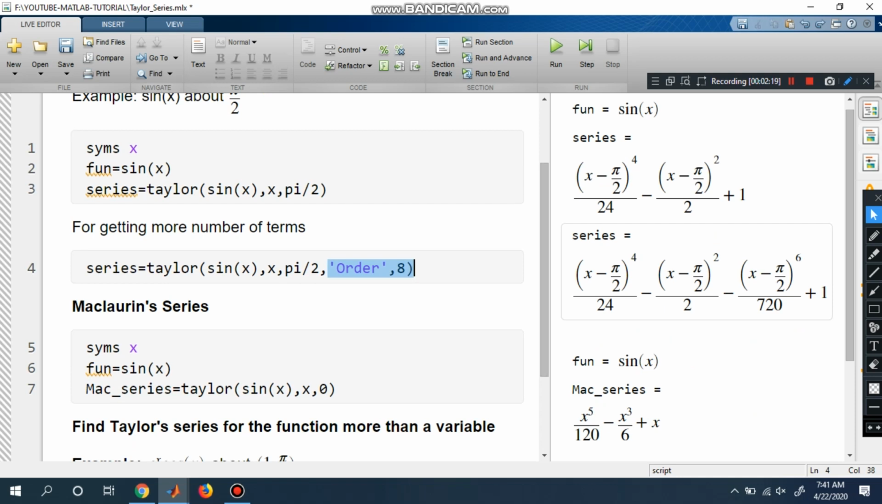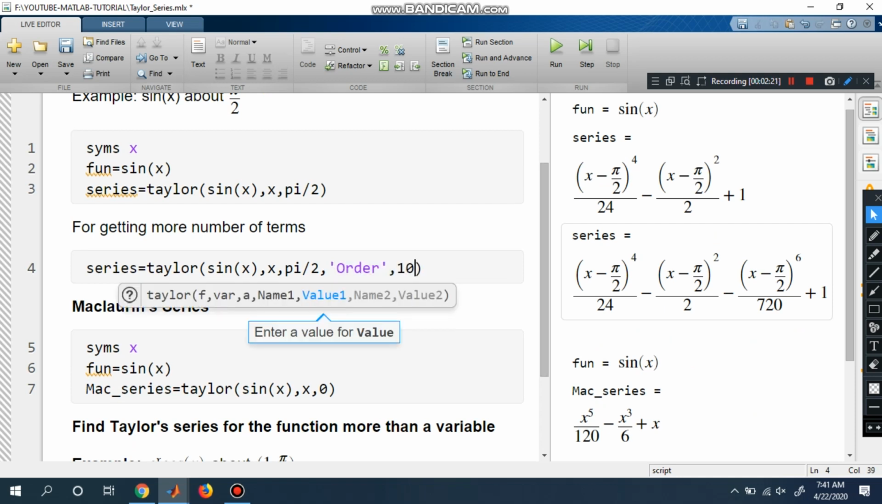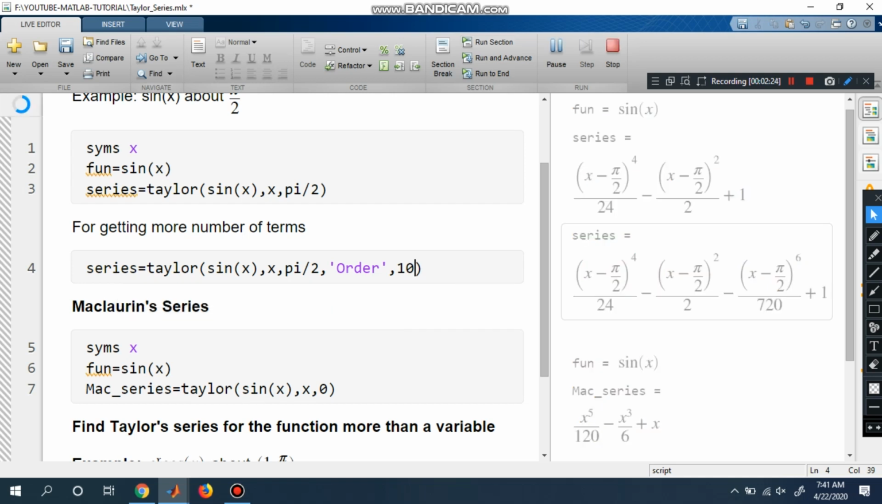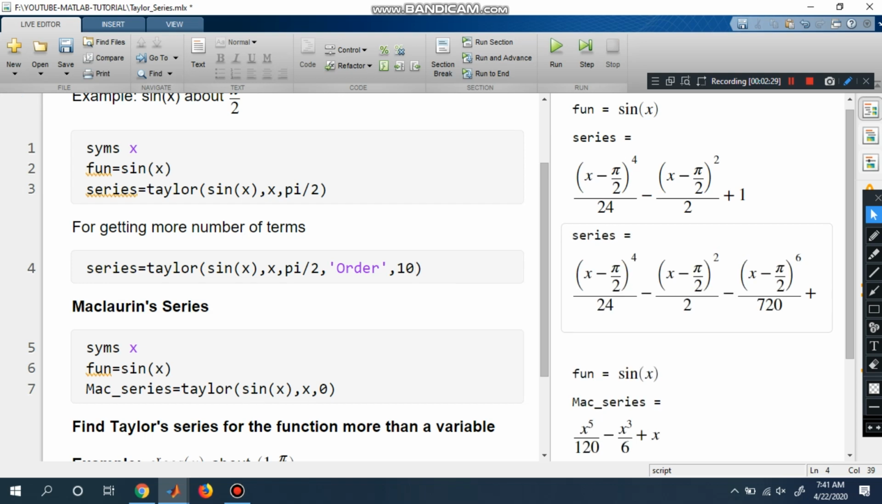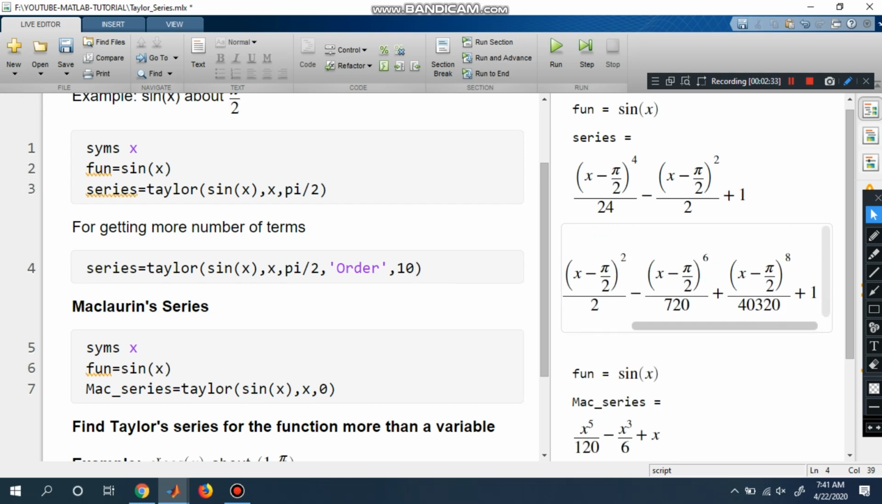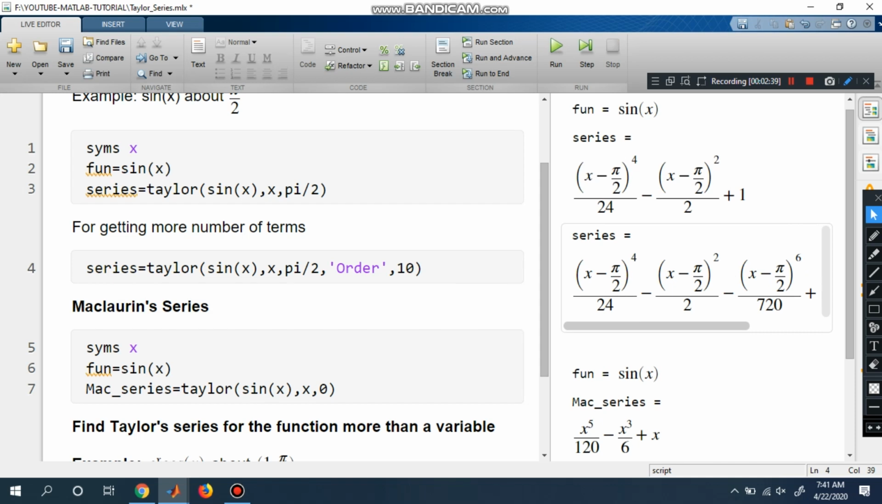Suppose you take 10, see what we will get. Is it clear? Now it is giving power 8 by 8 factorial also. So, this is how we can increase the number of terms using order.